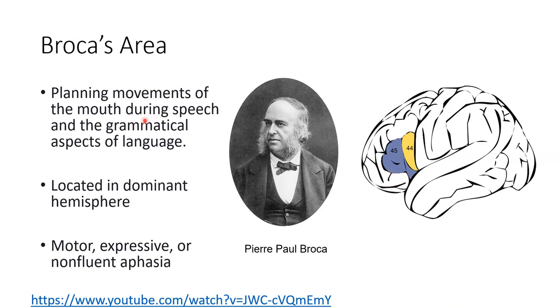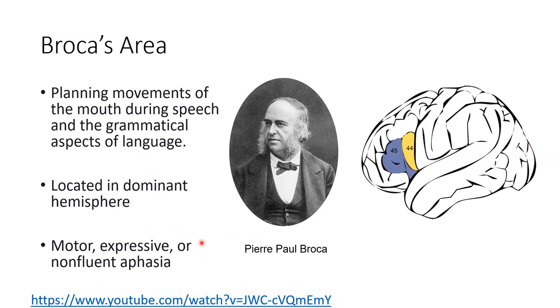Moving on to Broca's area. Broca's area is the area that controls your planning of movement during speech production and grammatical aspects of language, which means that for each language that you know, it will control the words and the grammar for that language. So your vocabulary. Like right now, I know what to say for this slide, and it's because my Broca's area is intact. It is located in the dominant hemisphere, so for me, it's located in my left hemisphere because I am right dominant.